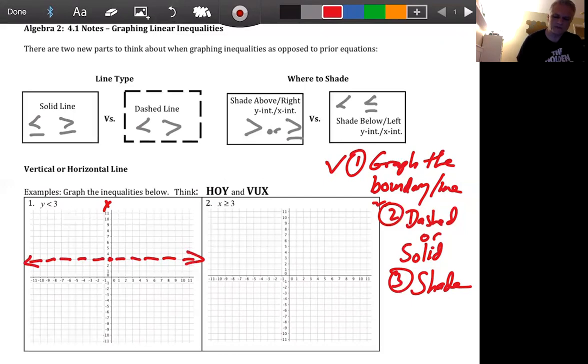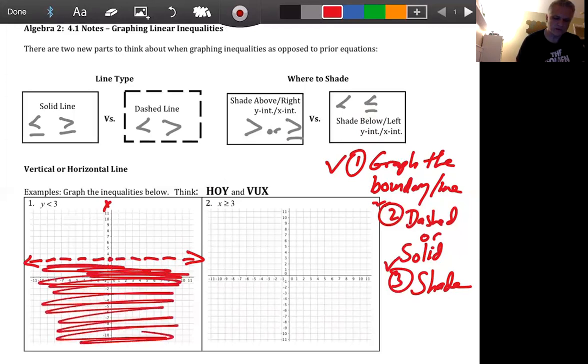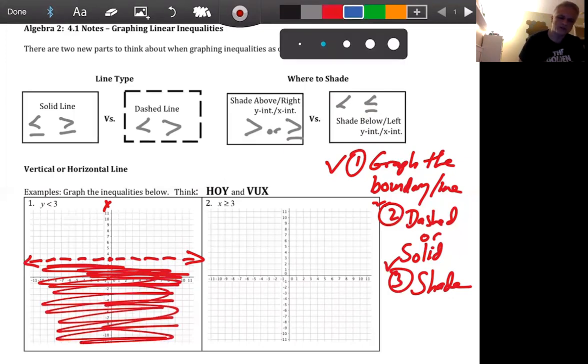And then finally, where do we shade? Because this is less than, we will shade, in this case, below. We're going to shade below that y-intercept. So there's the y-intercept at 3. We're going to shade below. That's it. Hopefully you thought that was pretty simple. Let's look at the next one.